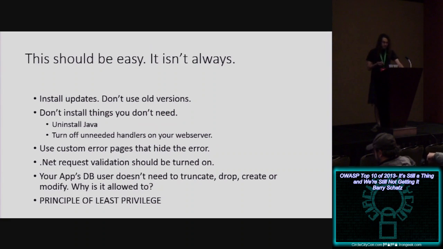Things you don't need. I just say uninstall Java. I know there are a lot of Java developers who would probably take umbrage with this. And I'm sorry, but every time a Java update comes out, there are a fistful of critical vulnerabilities that kind of make me cringe. Another option for turning off things is to turn off unneeded handlers on your web server. If you're running, say, an MVC site and you don't need the ASP.NET Web Forms handlers, just turn those off. If you don't need them, don't run them. They're taking up CPU, and it's just less attack surface.